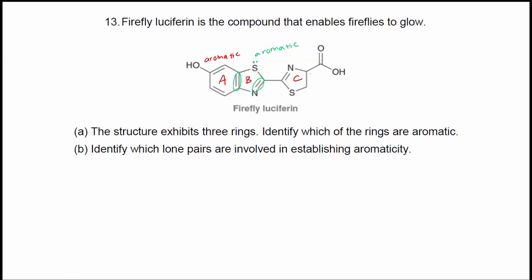And if we look at ring C, there's the N, and then S has lone pairs that it can contribute, but we have 2 sp3 carbons here. So this one is not aromatic. And then if we look at the lone pairs, the only one that is contributing lone pairs is the sulfur in ring B. Any questions on that one?